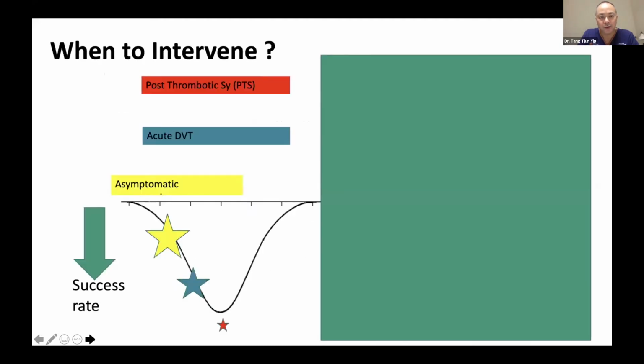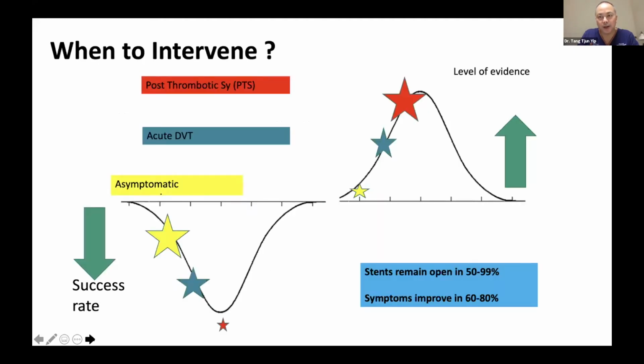So when do we intervene? It's quite a nice slide there showing that the level of evidence for treatment of post-thrombotic syndrome is probably the highest, but you've got more to lose ultimately, because the stent actually probably blocks off quicker than you would with a NIVL lesion.